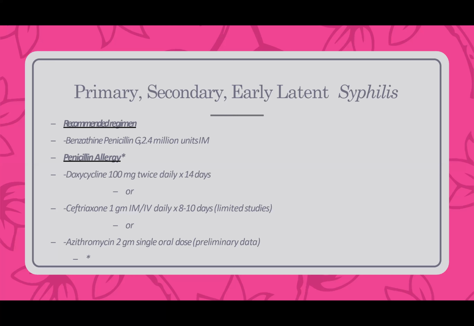So the recommended regimens for primary, secondary, and early latent syphilis are benzathine penicillin G, 2.4 million units intramuscular. If the person is allergic to penicillin, then doxycycline 100 mg twice daily for 14 days, or ceftriaxone 1 gram intramuscular or IV daily for 8 to 10 days. Limited studies are available on the trial of ceftriaxone. And the last is azithromycin 2 gram single oral dose, and it is preliminary data.